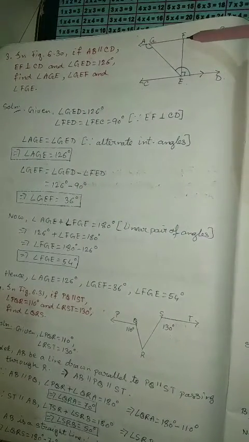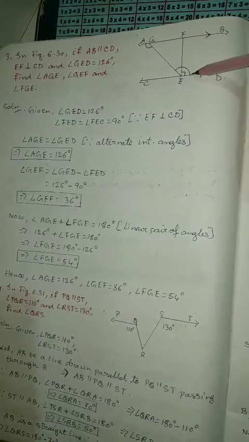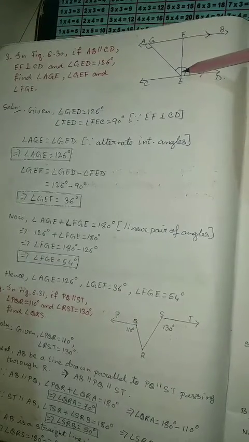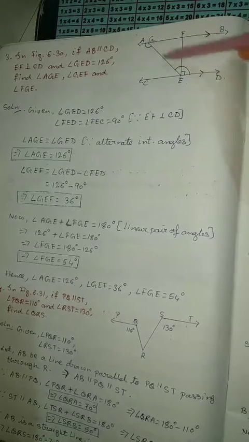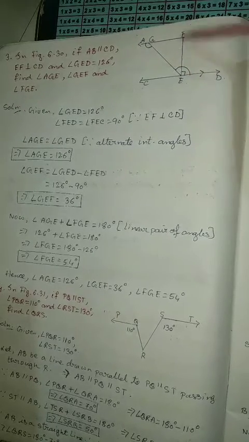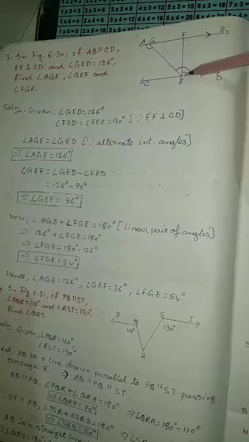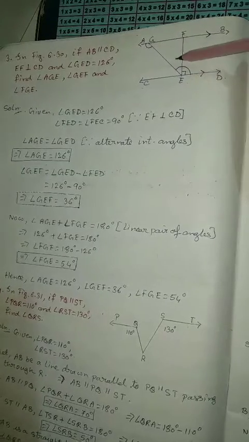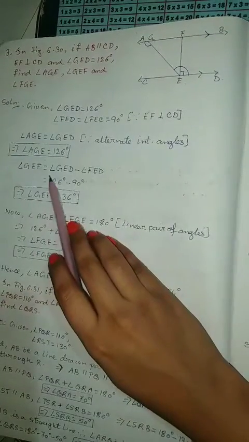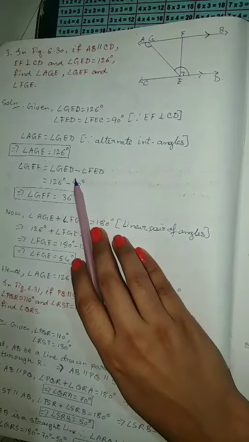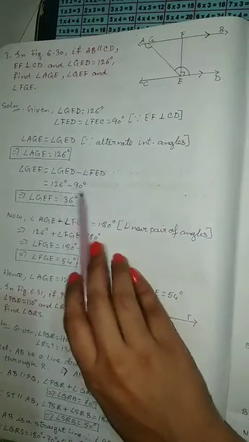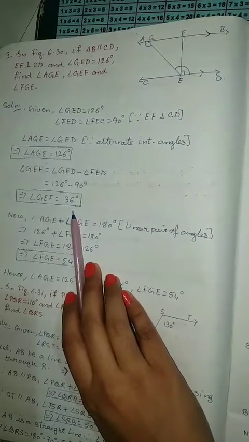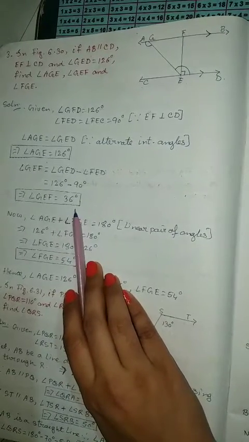GEF. Okay. So this total angle is 126. Out of that, FED is 90. So the remaining portion will be GEF. Quite simple. We'll subtract 90 from this total angle. We'll get this angle. So angle GEF is equal to GED, this total angle, minus FED, which is 90 degrees. Put the values and we'll get the value of GEF.